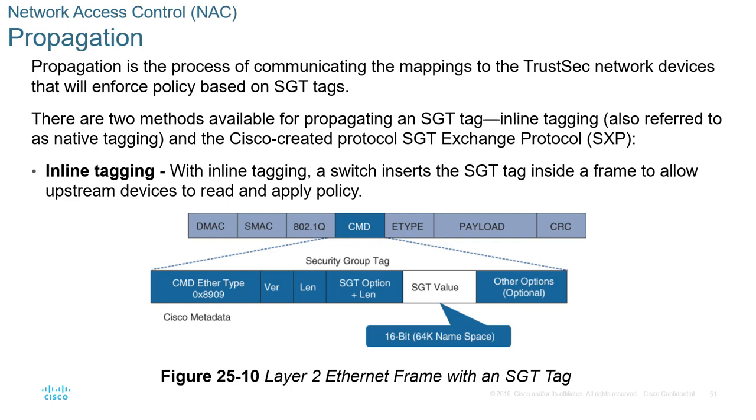propagation. So when we're looking at propagation and we're looking at an Ethernet frame, we have some values that we can add. Basically, we have a 16-bit namespace for our tag value. This is called inline tagging, and it inserts the tag inside a frame to allow for upstream devices to read and apply the appropriate policy. This is going to be the one way. The other method is going to be the SGT Exchange Protocol, SXP. The inline tagging is basically native tagging.